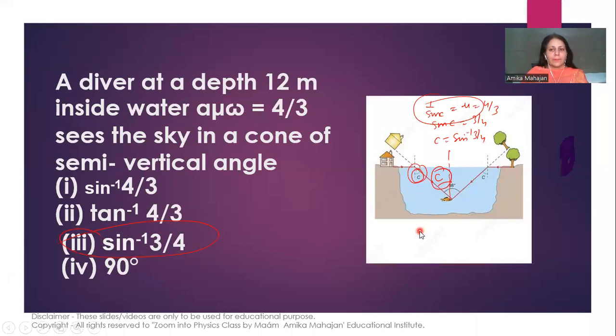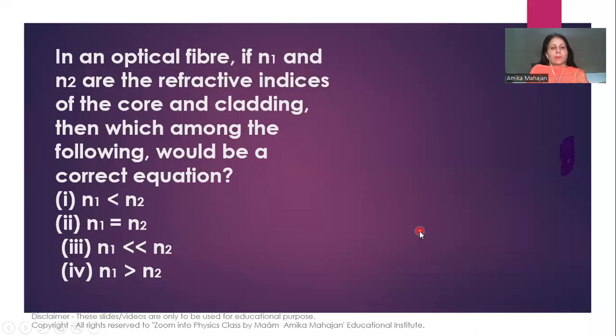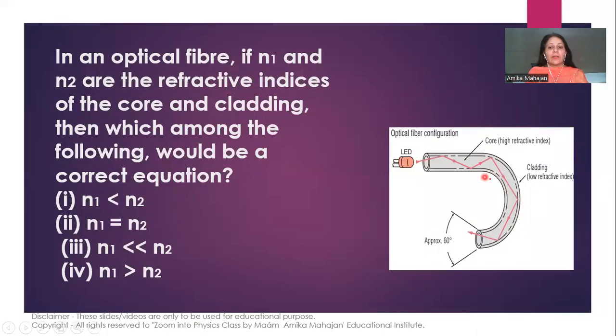That is the third option. Now, next question: in an optical fiber, if N1 and N2 are refractive indices of the core and cladding, then which among the following would be the correct equation? Actually, we need to find the correct relation between refractive index of core and cladding. Here, this is the core, the inner part, having refractive index N1, and cladding is the outer covering, or you can say outer coating, having refractive index N2. Total internal reflection is taking place. It is possible only if the core has more refractive index. It is denser. So N1 should be greater than N2. So the fourth option will be the correct option.